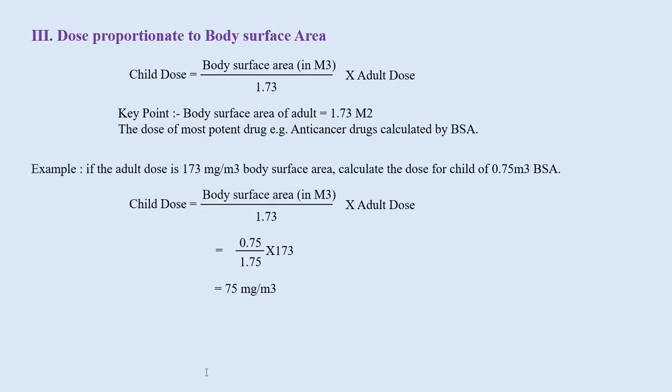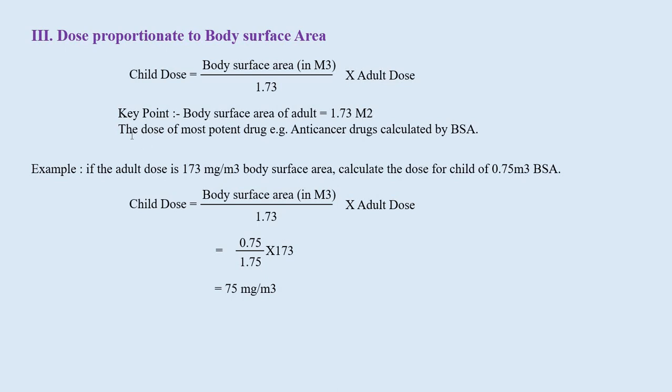Then next, dose proportionate to body surface area. In that, the child dose is equal to the body surface area in meter cube divided by 1.73, into the adult dose. This 3 is at the cube side. So the body surface area of an adult is 1.73 meter cube. Sorry, here this is not 2, this is 3.